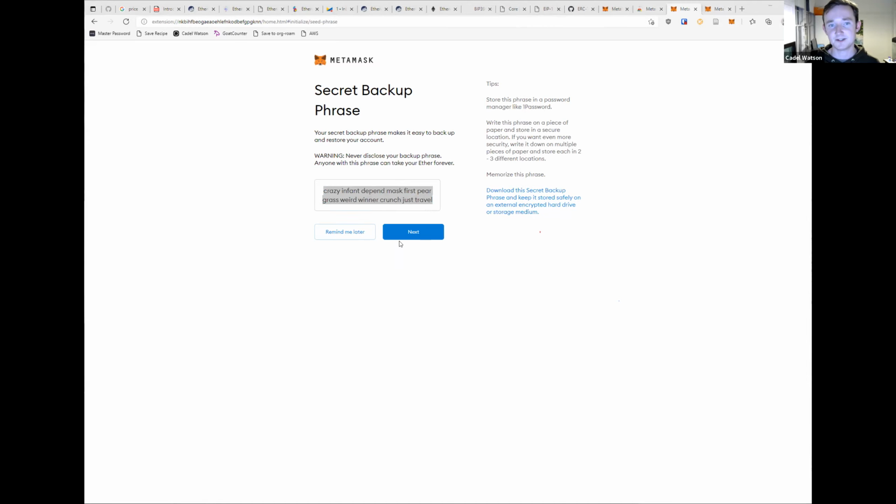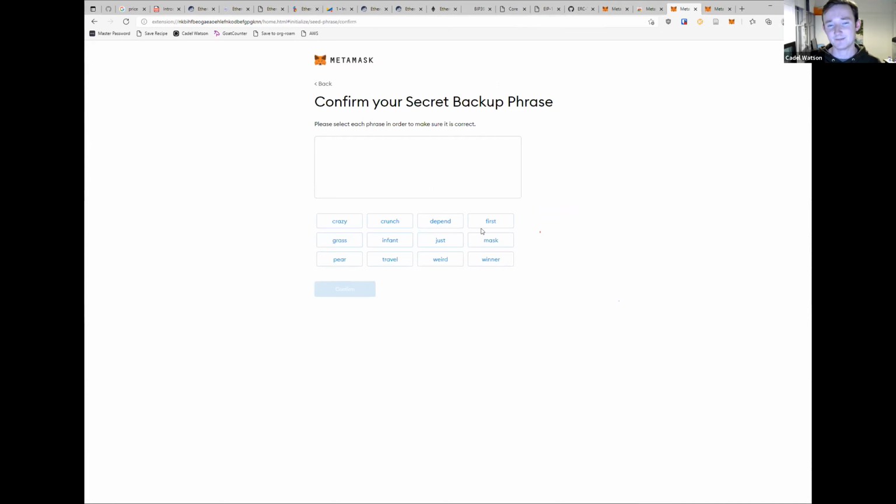I've just copied and pasted it. Then when you click next, because MetaMask wants to make sure you really know this phrase, because you need it if you ever want to restore your account or move to another computer, it'll make you re-enter it by clicking the words in the right order. So I've got it open in Notepad and I can just click in. I know it's in this order, like crazy infant. Trying to fit everything on my screen.